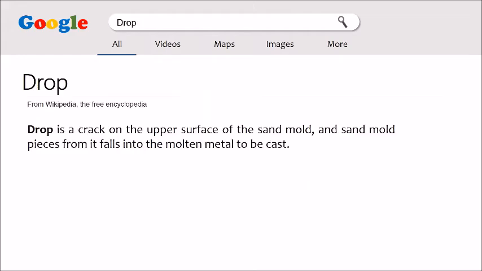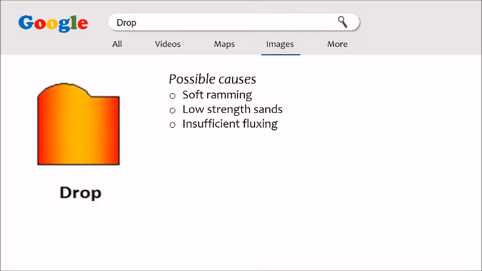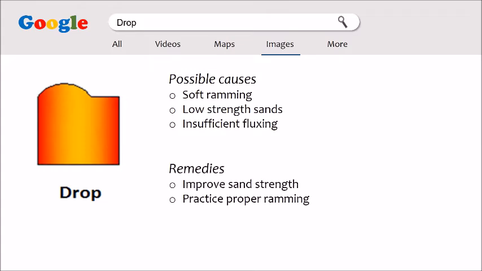Next, we have drop. It is a crack on the upper surface of the sand mold, and sand mold pieces from it fall into the molten metal to be cast. For the possible causes, we have soft ramming, low strength sands, and insufficient fluxing. For the remedies, we could improve sand strength and practice proper ramming.